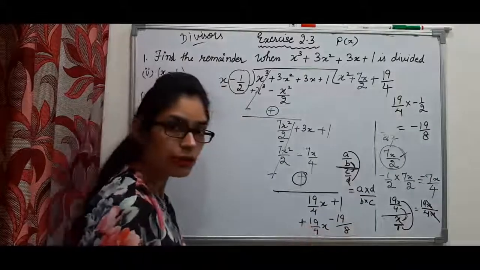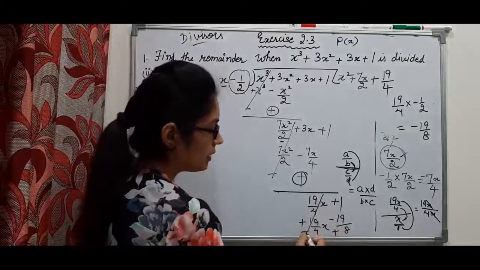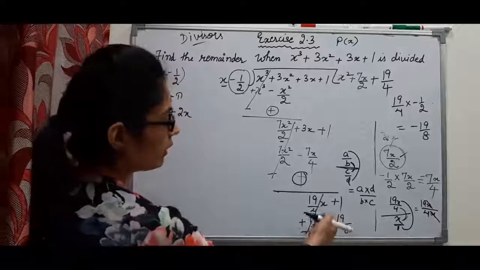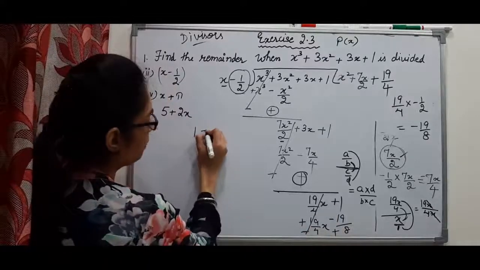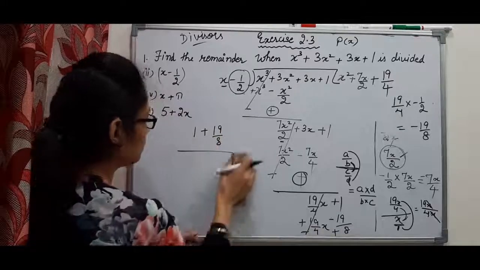So I will change signs again. Plus will be changed into minus. Minus will be changed into plus. Same terms they will get cancelled. So here I am left with 1 plus 19 by 8. So we'll add these terms.